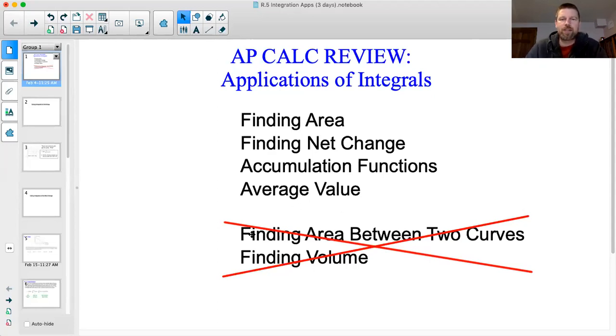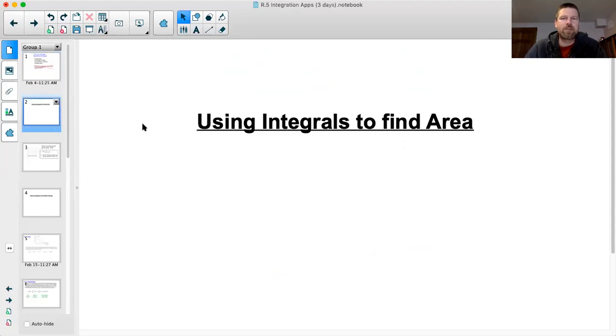This year's exam will not have finding area between two curves. It will not have finding volume, so that is not going to be covered in this review. Using integrals to find area.